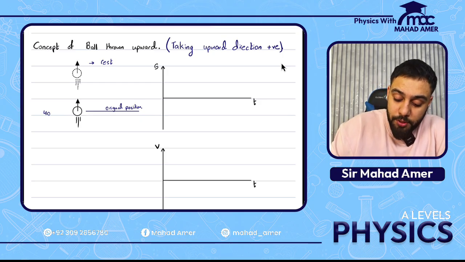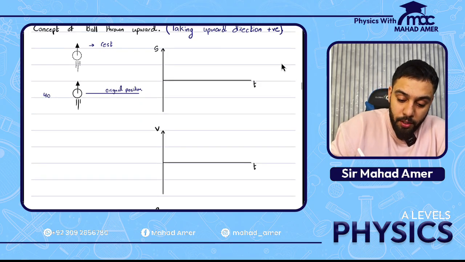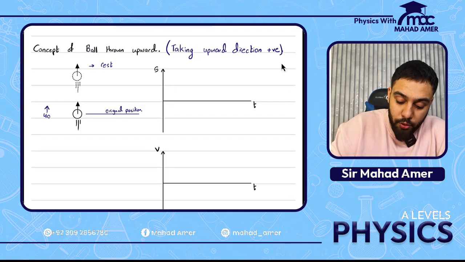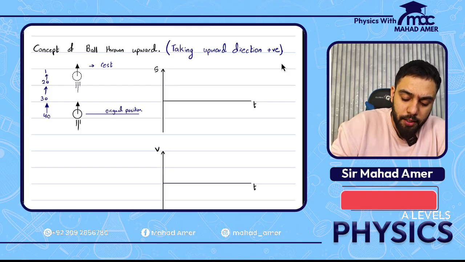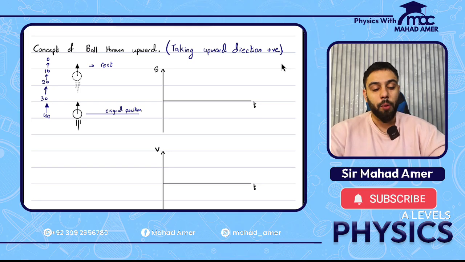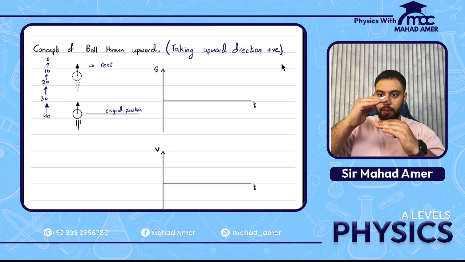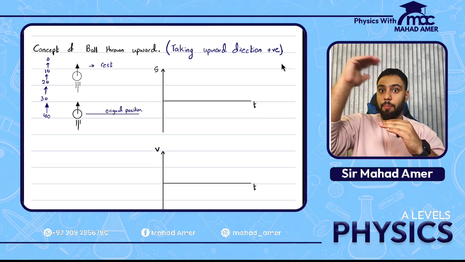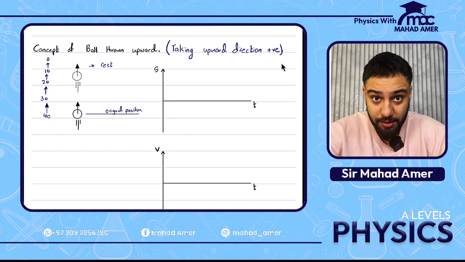If initially the object was moving at 40, the velocity after 1 second would reduce by around 10, then again reduce to 20, 10, and eventually become 0. You're getting my point, because the object was very fast at the start and then its velocity slowed down, and at the maximum height it came to rest.